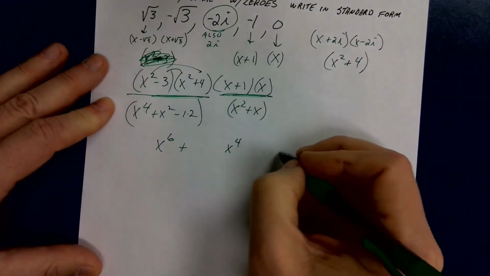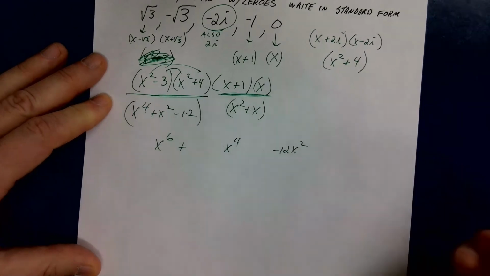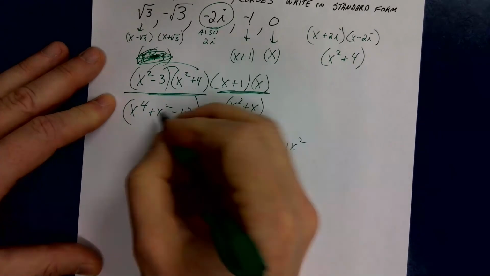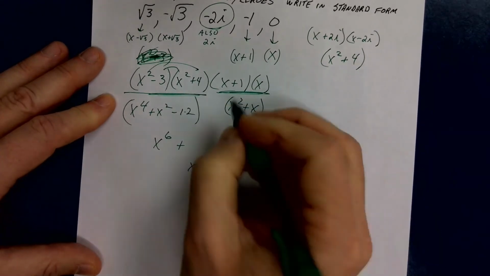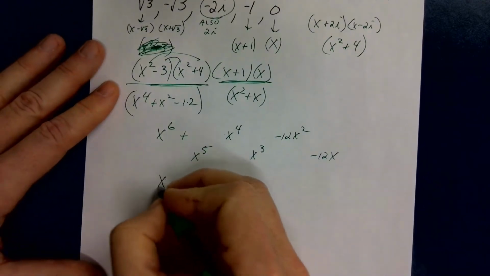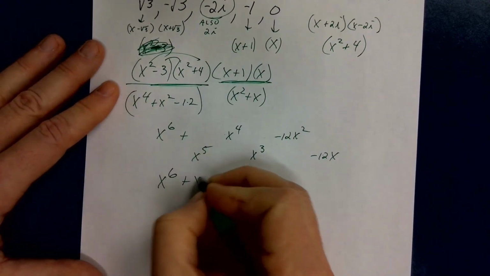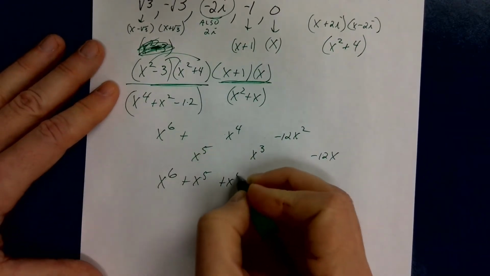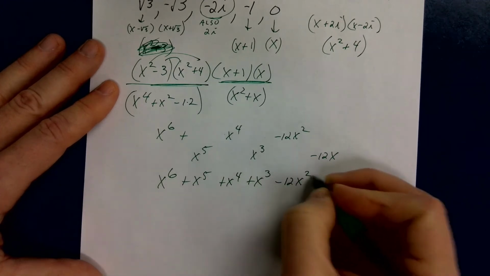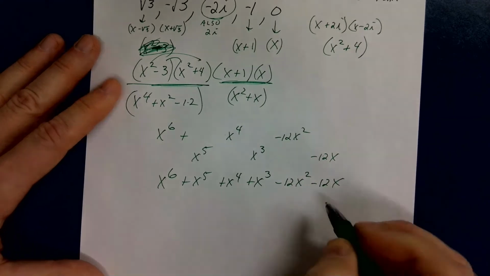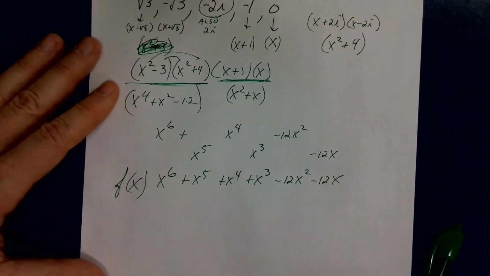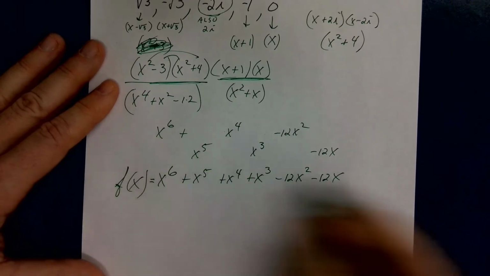x squared times negative 12 is negative 12x squared. x times x to the 4th is x to the 5th. x times x squared is x cubed. x times negative 12 is negative 12x. Polynomial: x to the 6th plus x to the 5th plus x to the 4th plus x cubed minus 12x squared minus 12x. Big ol' honkin' thing. This equals that.